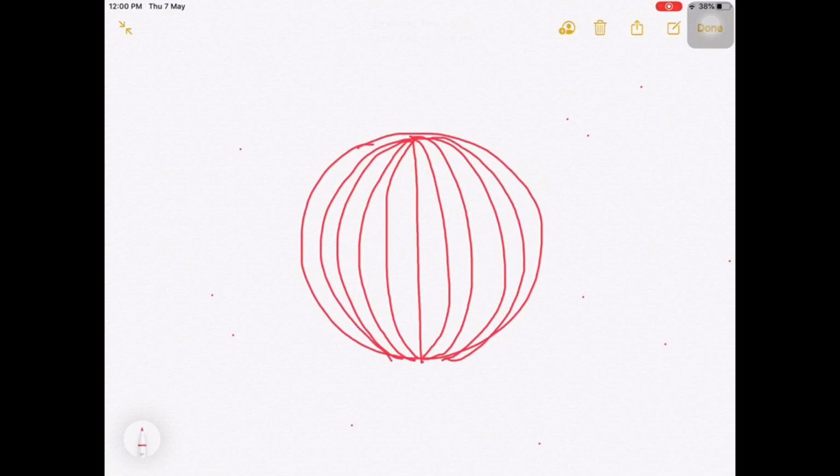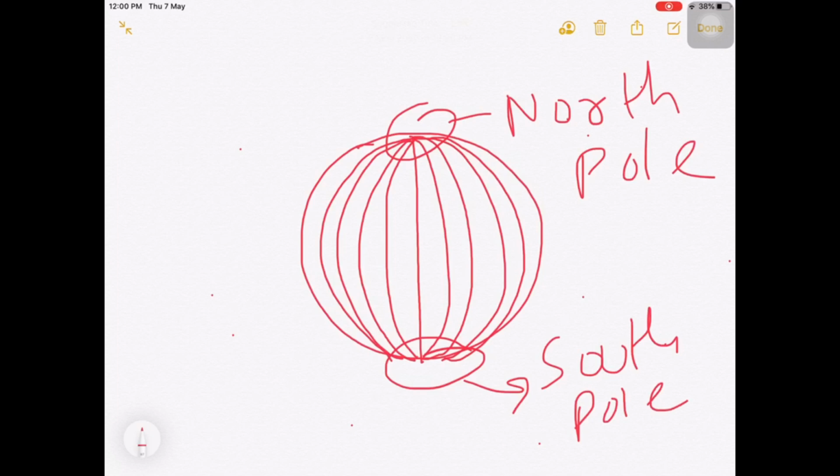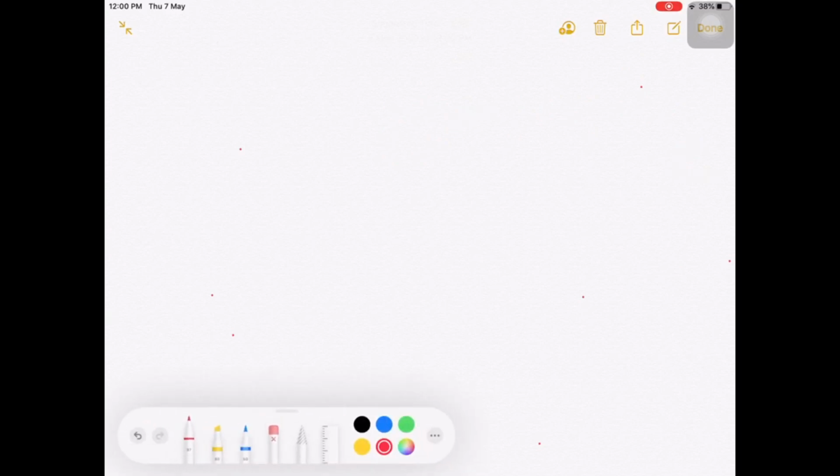But one thing you need to remember always is that all the lines of longitude meet at one place, that is the North Pole in the north, and that is the South Pole in the south. So this thing you always need to remember, all the longitude lines meet at one place and cross each other to go further.